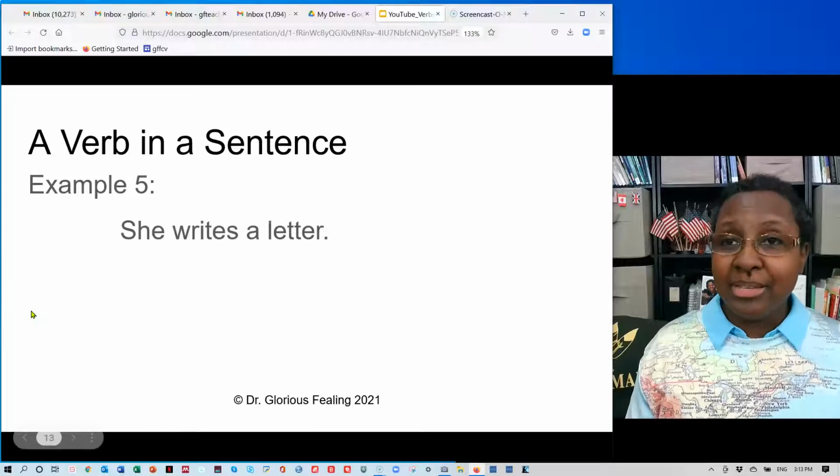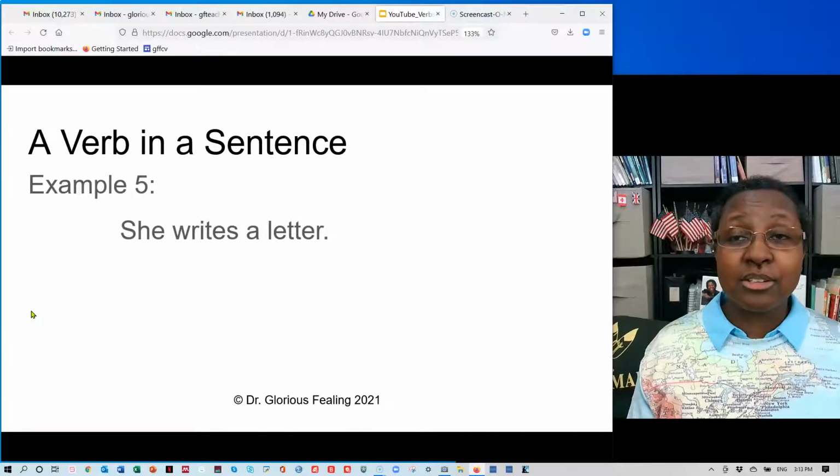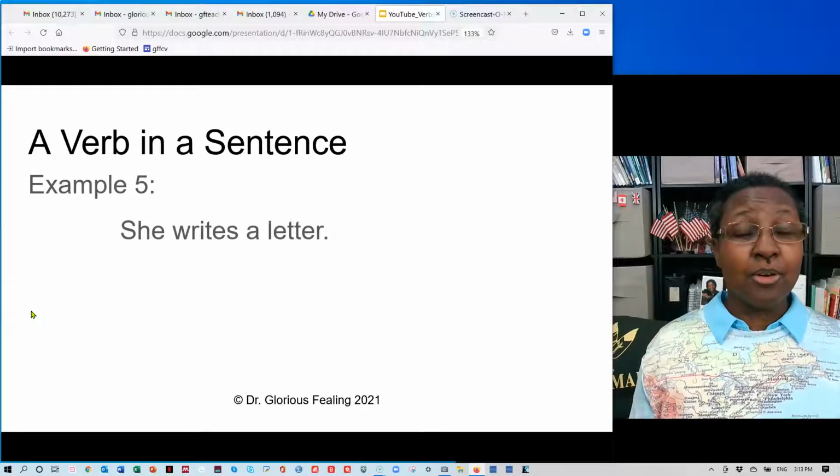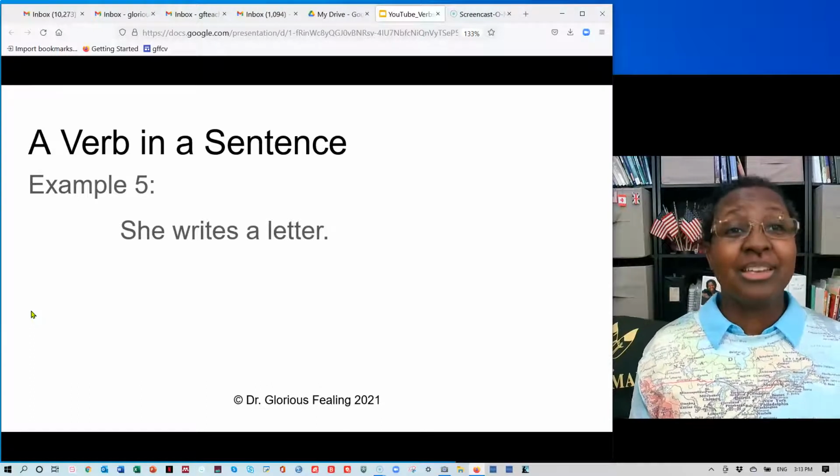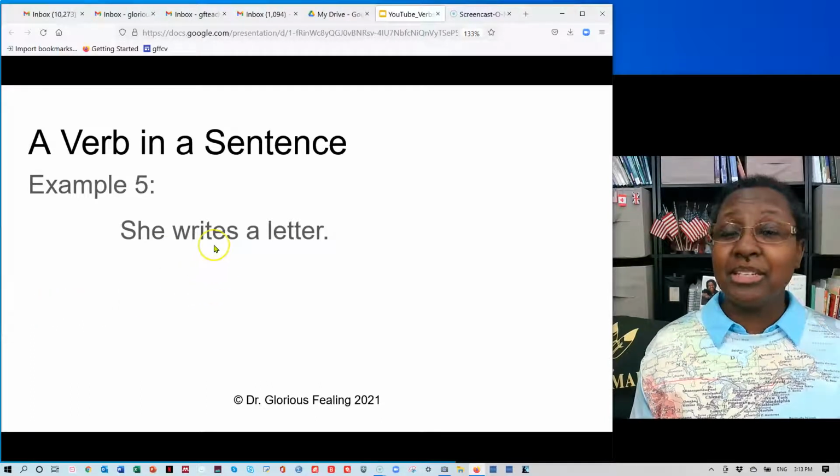Example 5. She writes a letter. Is there an auxiliary or being verb, or maybe an action verb? There is. There's action. Somebody did some writing. She writes a letter.